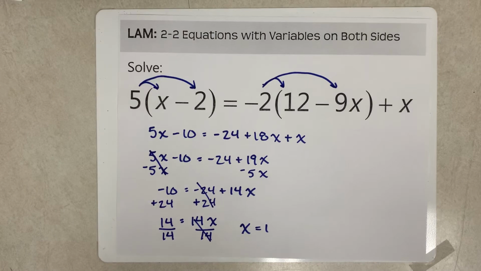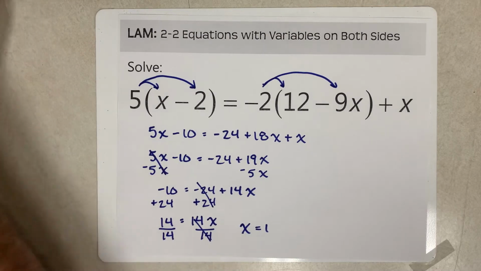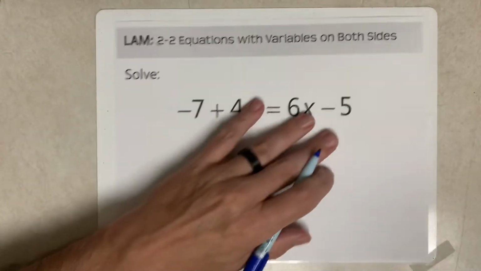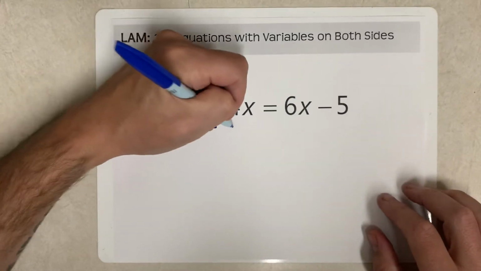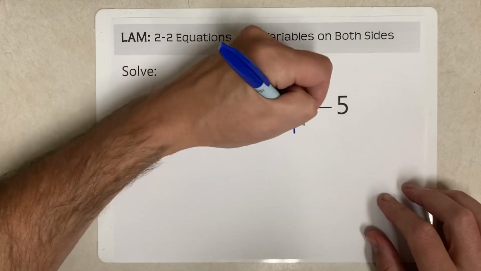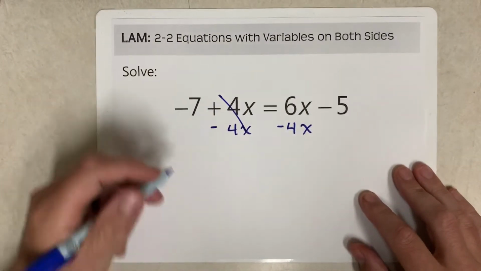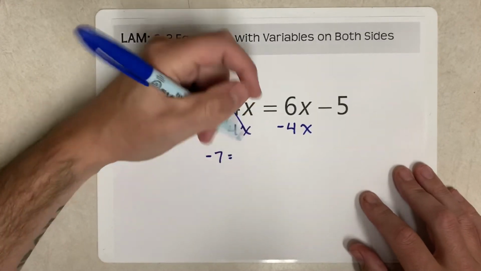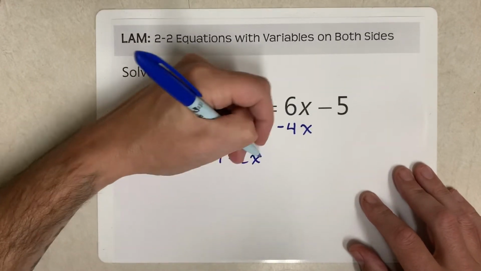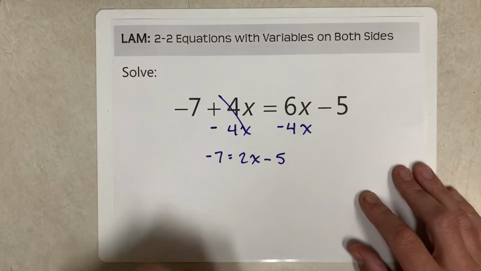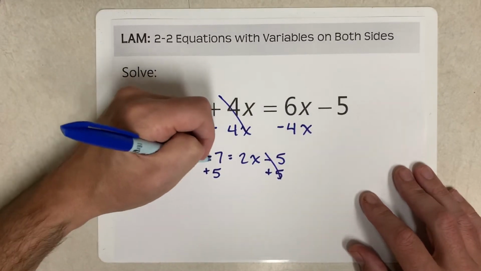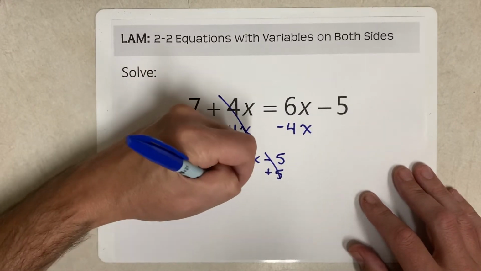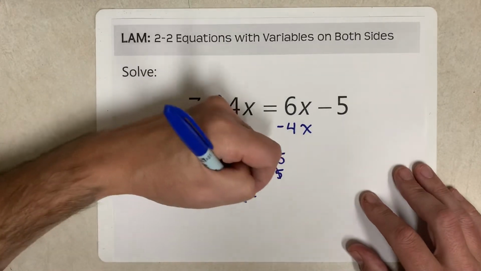All right, let's see what this next one looks like. If I can get it here. Let's see. All right, this one, I'm going to go ahead and subtract 4x on both sides to move this guy over first. Cancel that. Bring down my negative 7. 6 minus 4 is 2. Still minus 5. I'm going to add 5 to both sides. Cancel. Negative 7 plus 5 is negative 2. Divided by 2.